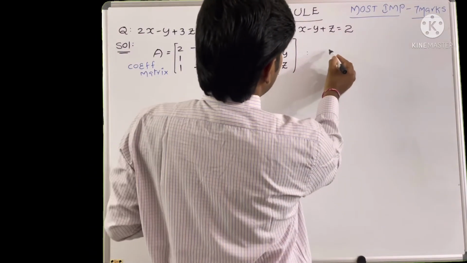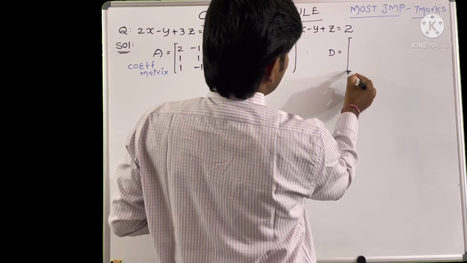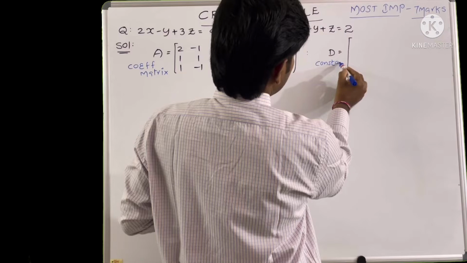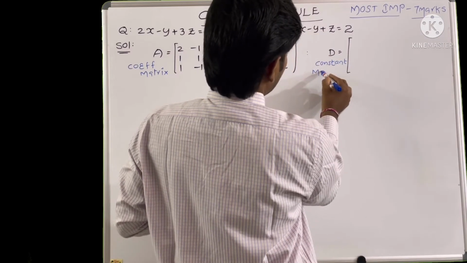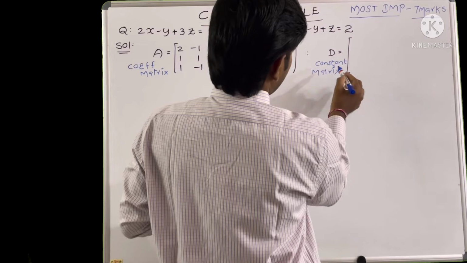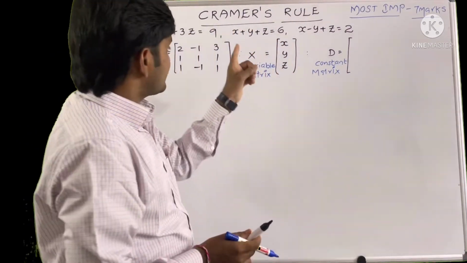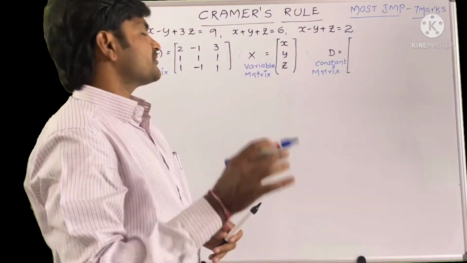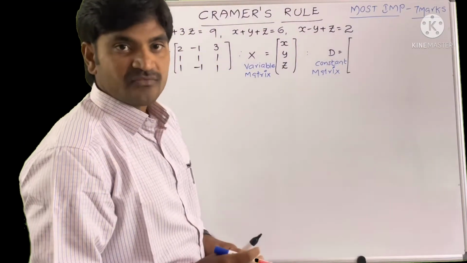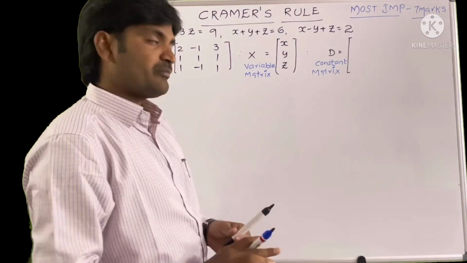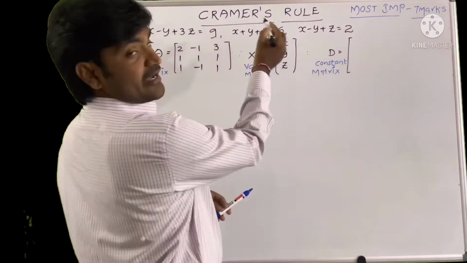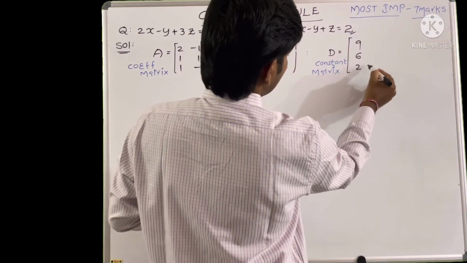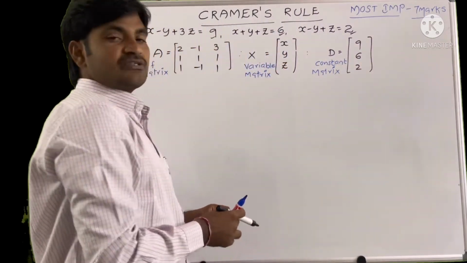And now we write D. D name is constant matrix. So what are the right side values in the given three equations? That is only called D, constant matrix. That is the right side values: 9, this is 6 and this is 2. 9, 6, 2. So right, Cramer's rule started.